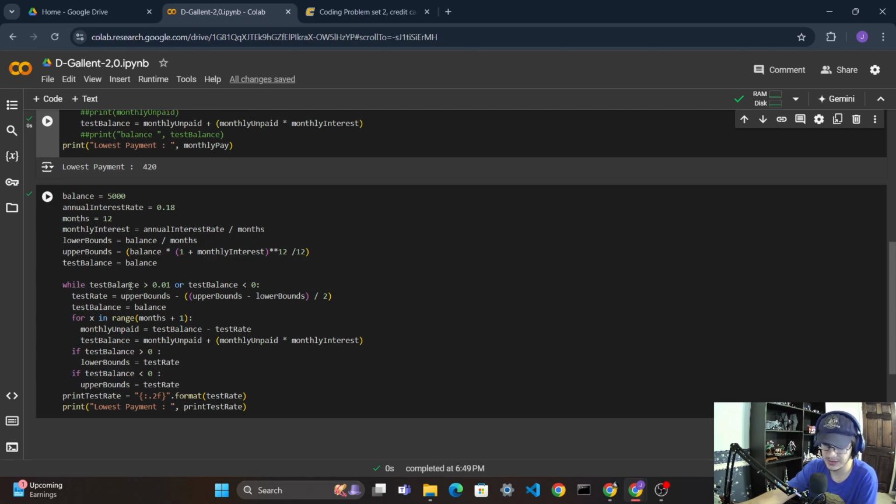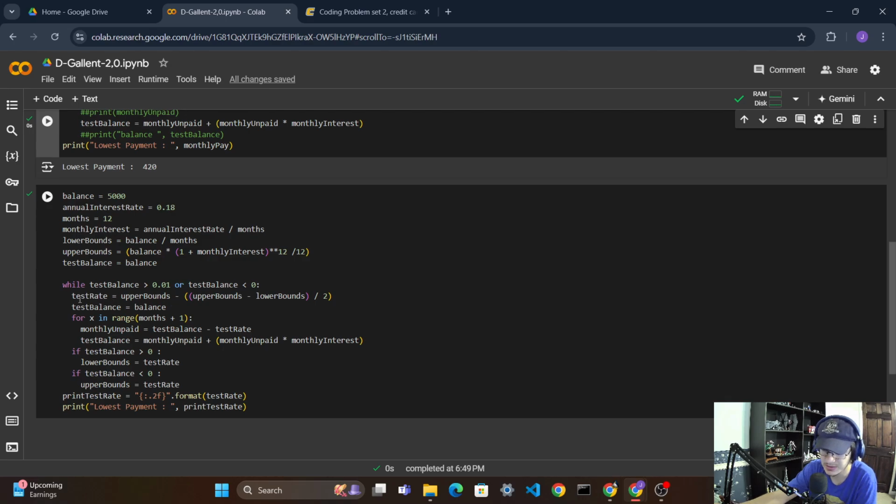This while loop is now testing whether the test balance is over a cent or less than $0. The reason for it is that's just a gray area. It's probably not going to be down to the exact 0.0000 all the way through. So this gives us a little range of 1 cent. If it's within this, it's right. As long as it's not in that range, then we know we need to keep looking.